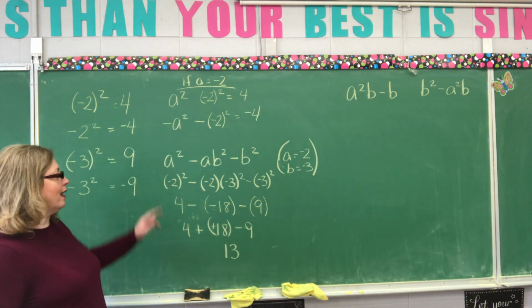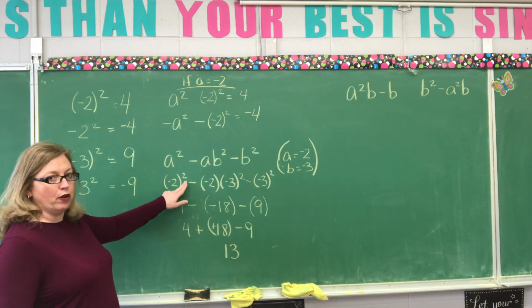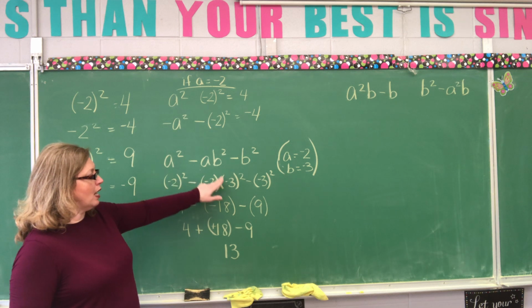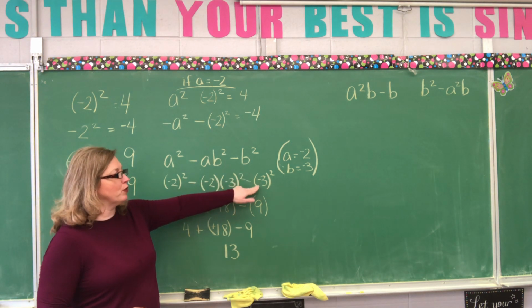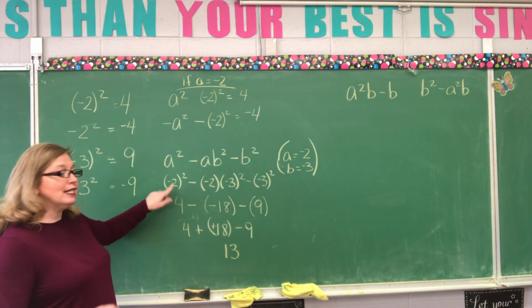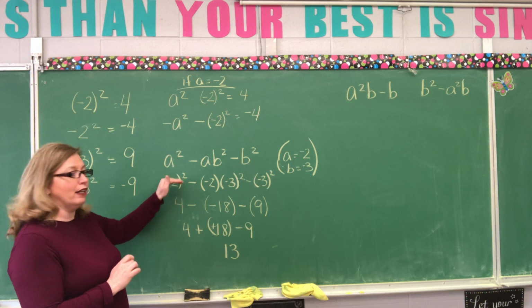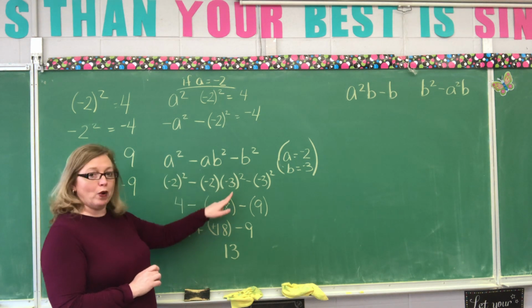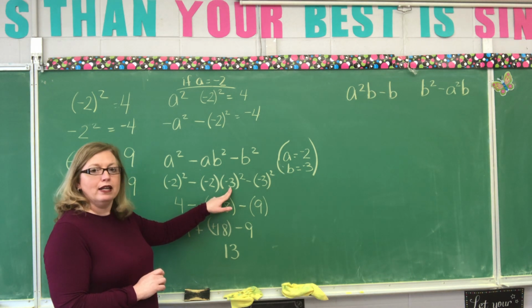Okay, let's look at this again. We said a squared was -2 squared. Here we have a minus -2 times -3 squared minus -3 squared. Now, when we did this, it's enclosed because that negative sign goes with our number. So we have negative times negative, giving us a +4. Here we did the square first. We said -3 times -3 is a +9.